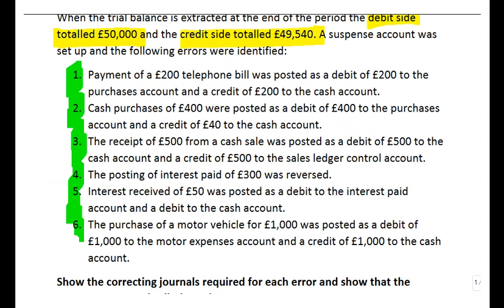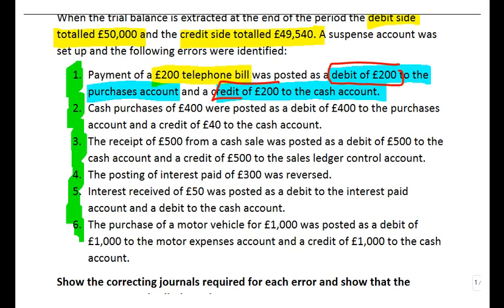Well, let's have a look at the first of our errors. So we've got payment of, and it's a £200 telephone bill. So we've paid a telephone bill to our telephone company. Now, they've posted a debit of £200 to the purchases account and a credit of £200 to the cash account. Now, I suppose the first thing I'll just note there is there's a debit of 200 and a credit of 200. So before I even worry about where they've made those postings to, can you see that is a balancing double entry? They have got a debit, they have got a credit, and they're for the same figure. So in fact, this error, although we're going to see it is an error, won't have actually caused the suspense account. This error will not have caused an imbalance on the trial balance.